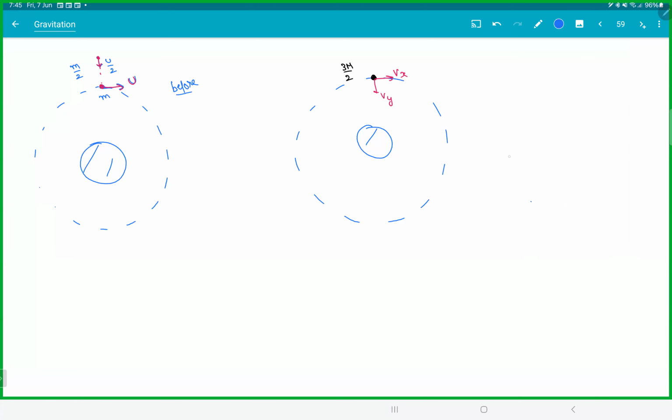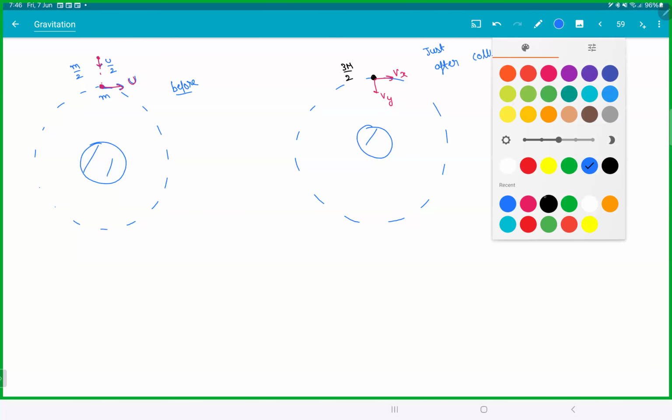Conservation of horizontal momentum, mu should be equal to 3m by 2 vx. So vx will be 2u by 3. Conservation of vertical momentum, m by 2 times u by 2 should be equal to 3m by 2 vy. So vy is equal to u by 6. That's the velocity of the combined mass after collision. This is just after collision. The gravitational force is non-impulsive force, so you can.